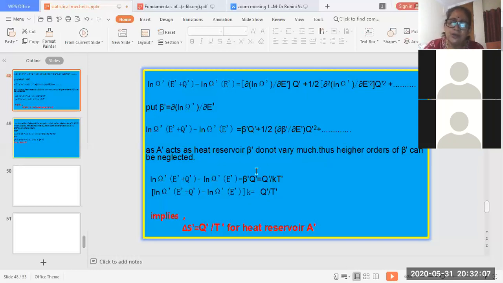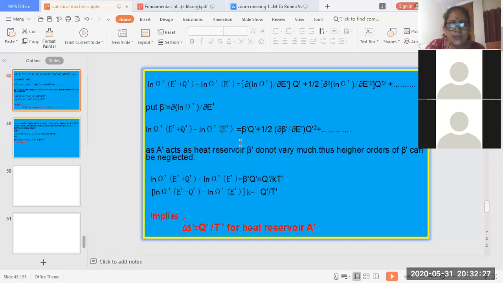Okay, so T dash is constant, so almost constant it is. As a result, 1 by kT dash will almost remain constant. So 1 by kT dash is nothing but beta dash. So beta dash is constant because T dash is almost constant, it is not varying.